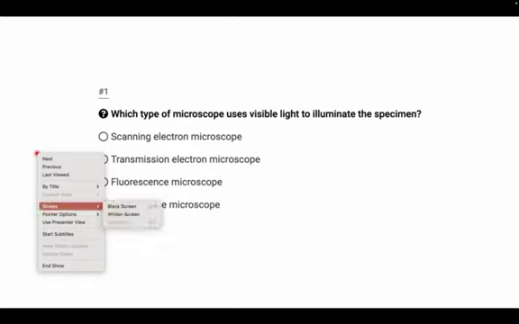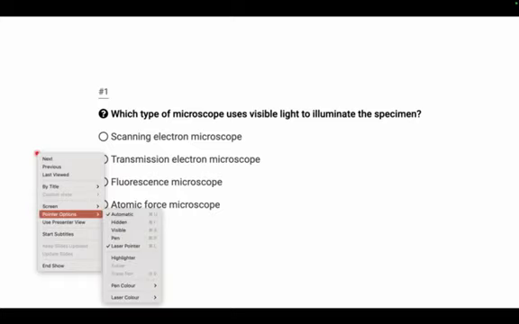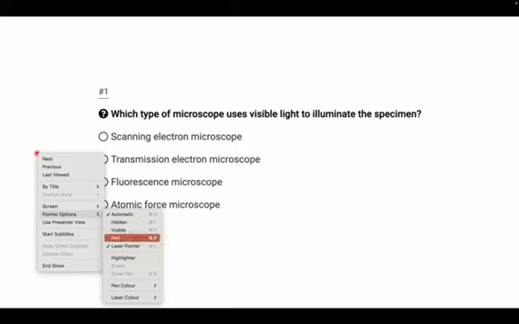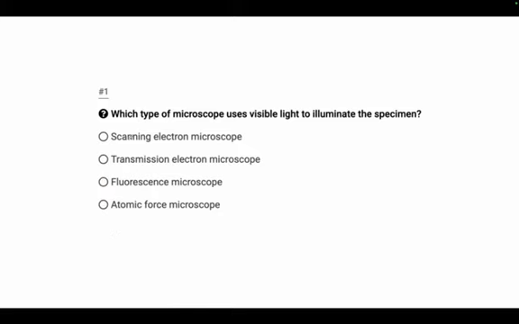So before that, we can just quickly go through some questions related to light microscopy. Which type of microscope uses visible light to illuminate the specimen? The answer to this is actually, it's not an electron microscope, not an atomic force microscope. The answer is actually fluorescence microscope.